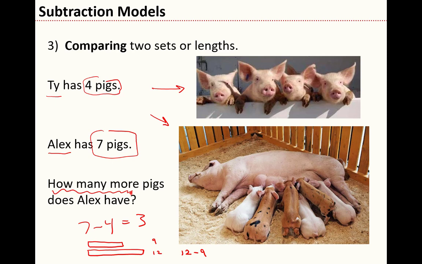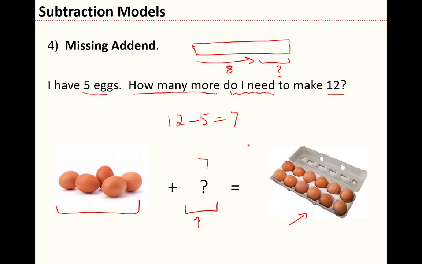With comparing, I have two sets. I want to know how much more is one set than the other. With missing addend, I have an amount that I currently have, and I have a goal. And the how many more is how much more do I need in order to achieve my goal. Suppose that I need to read 20 pages, and I've read 15 pages already. How many more pages do I need to read in order to finish my reading assignment? So this is an example of the missing addend problem, and we can solve it with subtraction. 5 is the answer here.